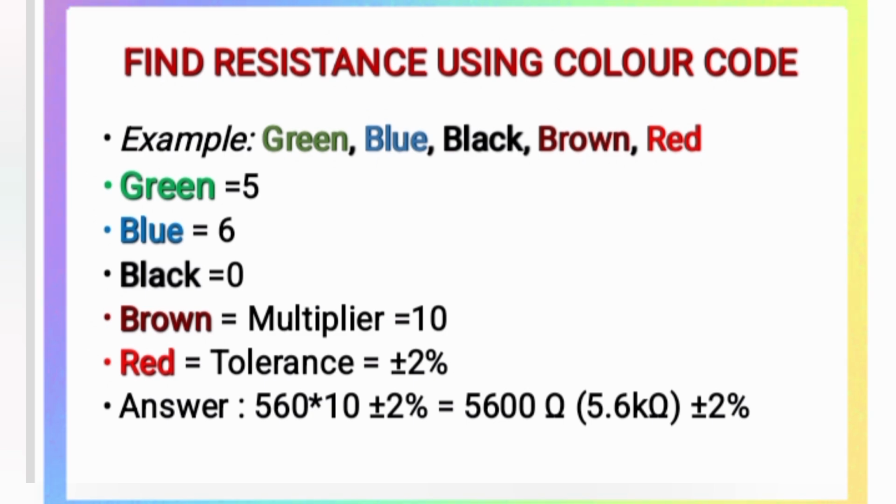Red equals tolerance equals plus or minus 2%, so the answer is 560 into 10 plus or minus 2% equals 5600 ohms or 5.6 kilo ohms plus or minus 2% tolerance.